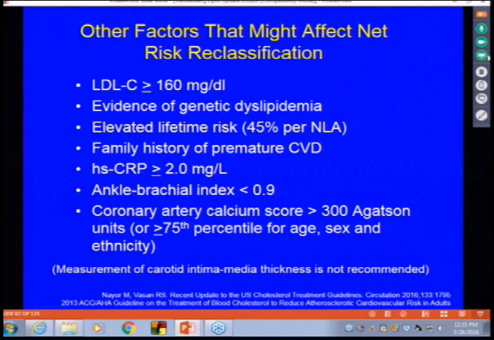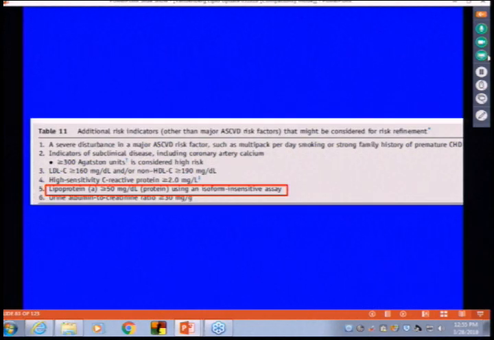Family history, we talked about CRP, ankle brachial index, a non-invasive index of peripheral vascular disease, coronary calcium score over 300, or use the age-related. Anybody use coronary calcium scores, just out of curiosity? And then here's the National Lipid Association, again, similar things, but the caveat is that lipoprotein A is a useful biomarker if you're on the fence.